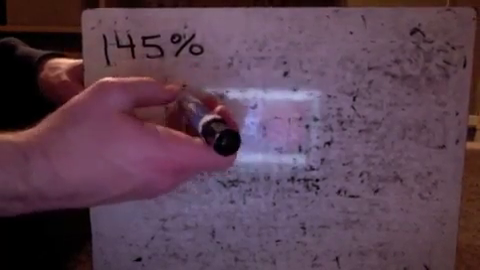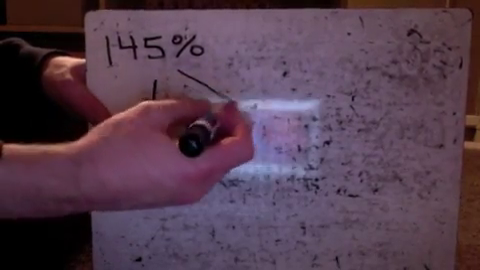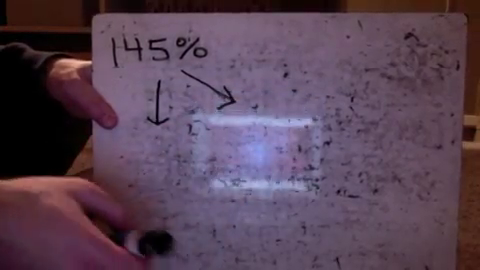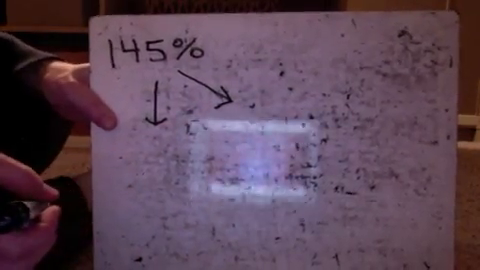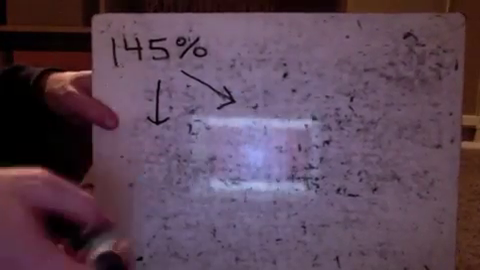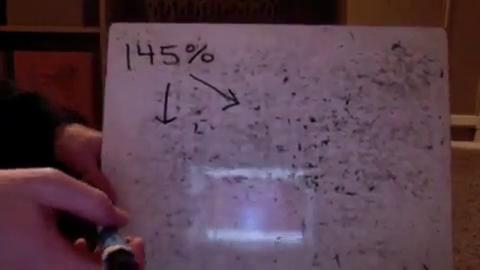Alright, next one I'm going to show you is I'm going to take 145% to start with, and I'm going to change it to a decimal, and I'm going to change it to a fraction. And by now, this process should be really easy. As a fraction, remember all we're doing is putting the percentage over 100. It's that easy. So 145 over 100.